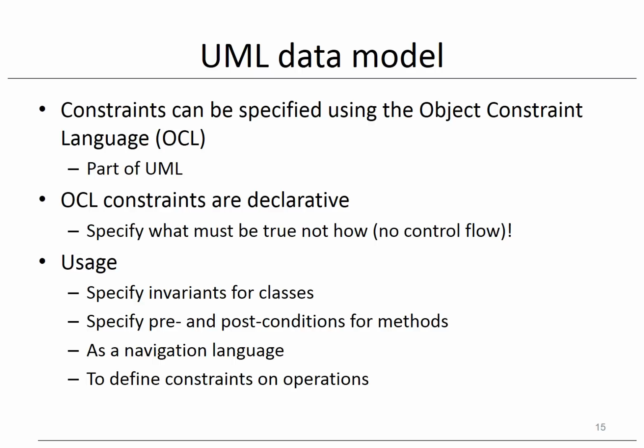The Object Constraint Language, or OCL, which is also part of the UML standard, allows us to specify various types of constraints. The OCL constraints are defined in a declarative way. They specify what must be true, but not how this should be accomplished. In other words, no control flow is provided. They can be used for various purposes, such as to specify invariants for classes, to specify pre and post conditions for methods, to navigate between classes, or to define constraints on operations. Let's provide some more detail.